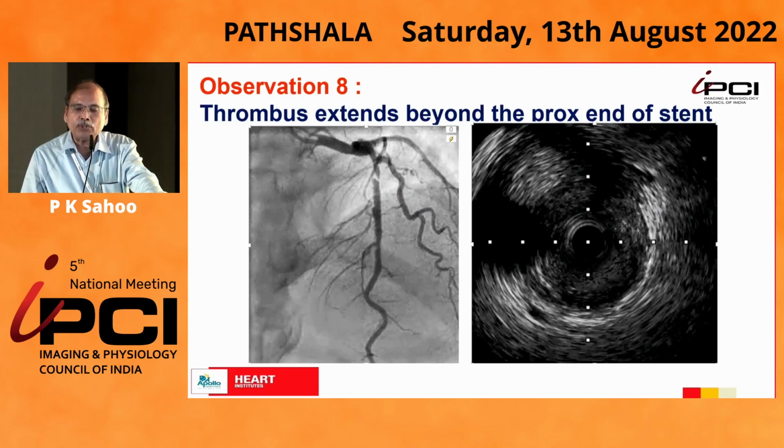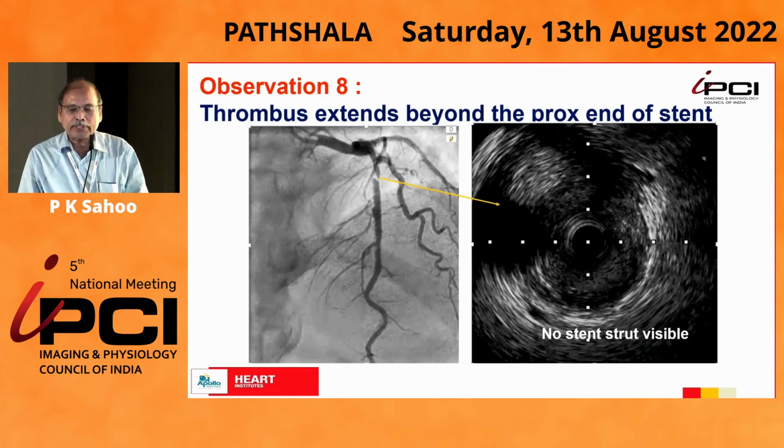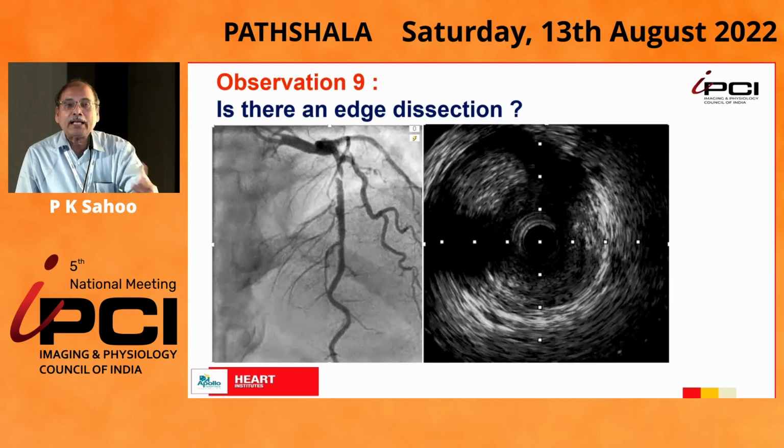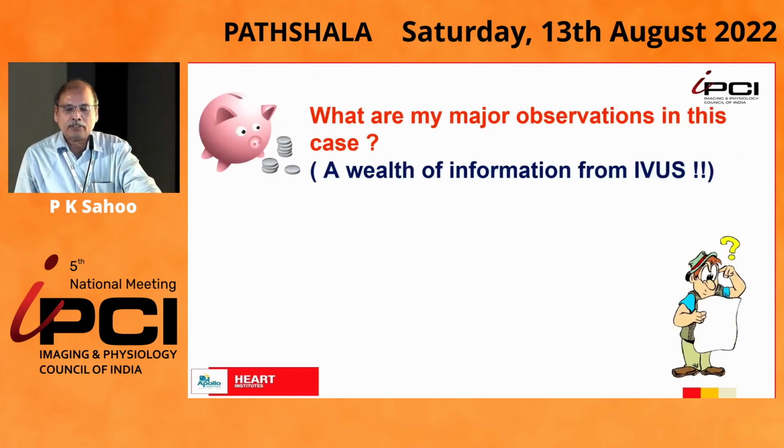And the last observation that I can see over here is that the stent is over and the thrombus extends beyond the proximal end of the stent. So these were the 8 findings I could get on the IVUS run that was provided to me. Here there is no stent strut visible, but I can see a chunk of thrombus. The ninth one was, is there an edge dissection? If you clearly see this part at the end, there is definitely a part of edge dissection, which does not look very significant and can be clearly ignored.